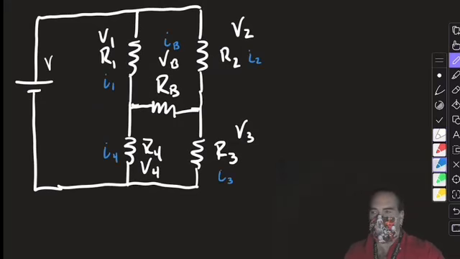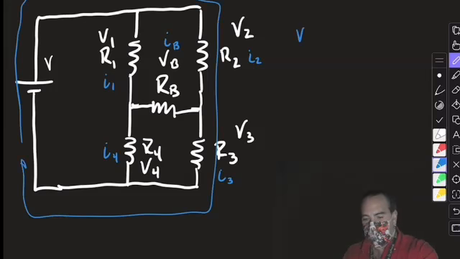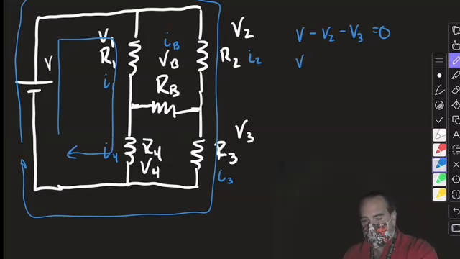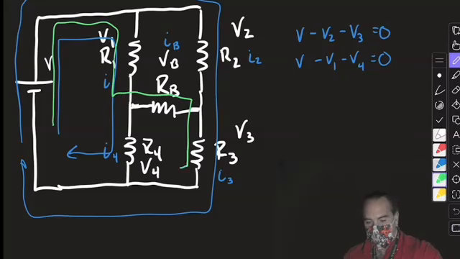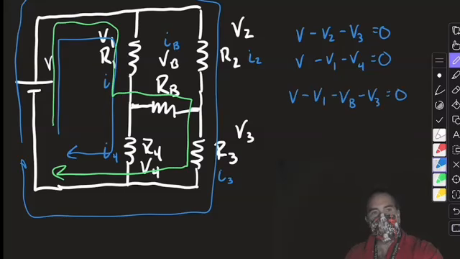And now imagine all the possible loops we could generate, because we have to generate one loop that accomplishes each one of these resistors. So how about I could do the whole outside one? That's going to be V minus V2 minus V3 equals 0. And I can imagine an inner loop with V minus V1 minus V4 equals 0. I need at least one more, don't I? So how about this loop? That gets my other resistor, so I need to include it somehow. So this is V minus V1 minus VB minus V3 equals 0. There are more, but at least now I've accomplished each one of my resistors.